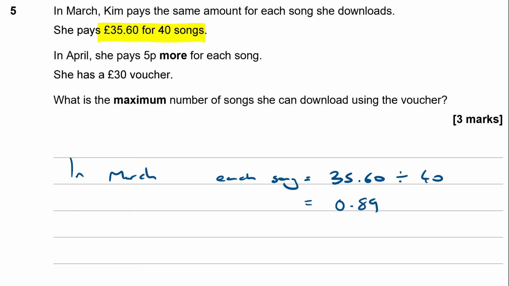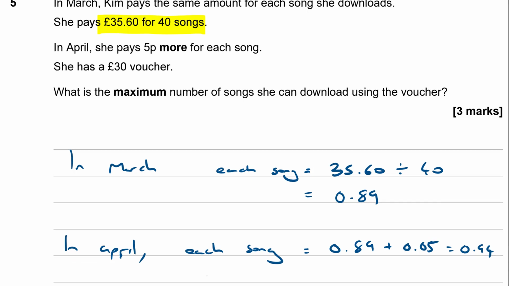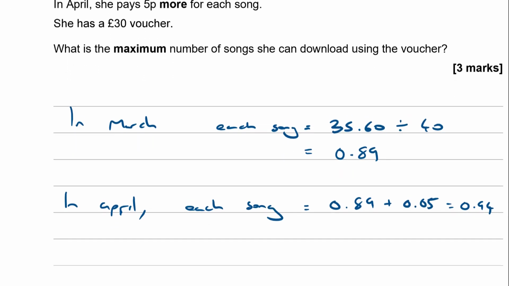Right, in April she pays 5p more for each song. So in April, each song is going to be 5 pence more, so it's going to be 0.89 plus 5 pence. So that's 94 pence, isn't it? Okay, so she's paying 94p per song. She has a £30 voucher. What is the maximum number of songs she can download using the voucher?